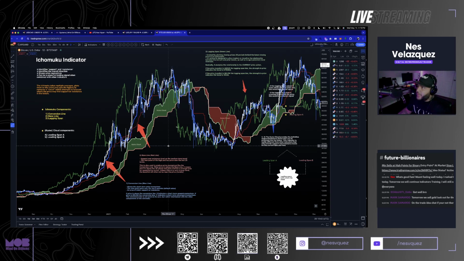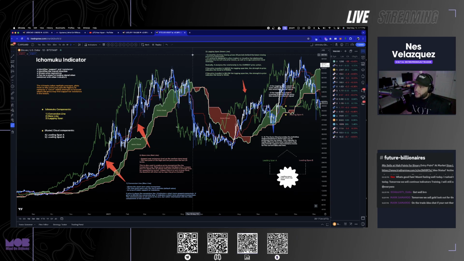Now, number 3, the lagging span, which is the green line. It's created by plotting closing prices 26 periods behind the latest closing price of an instrument. It's primarily designed to allow traders to visualize the relationship between the current and prior trends, as well as to spot potential trend reversals. Basically, analyze the relationship to the current price action. If price action or the candle is above the lagging span line, the strength in price indicates the trend is strong. If the price or the candle is below the lagging span line, the strength in price indicates that the trend is weak.